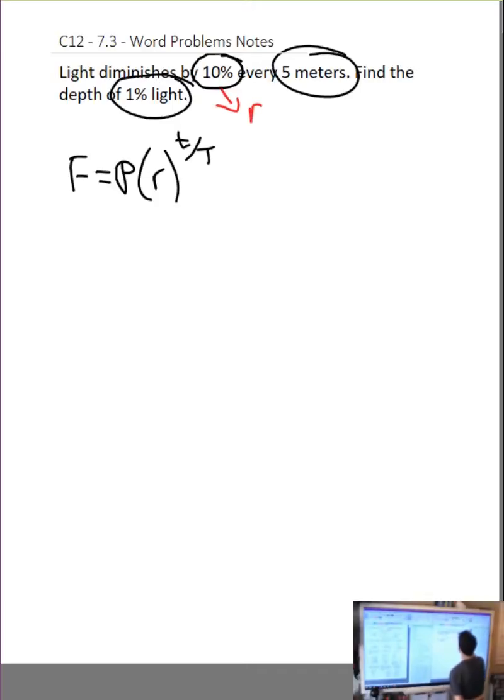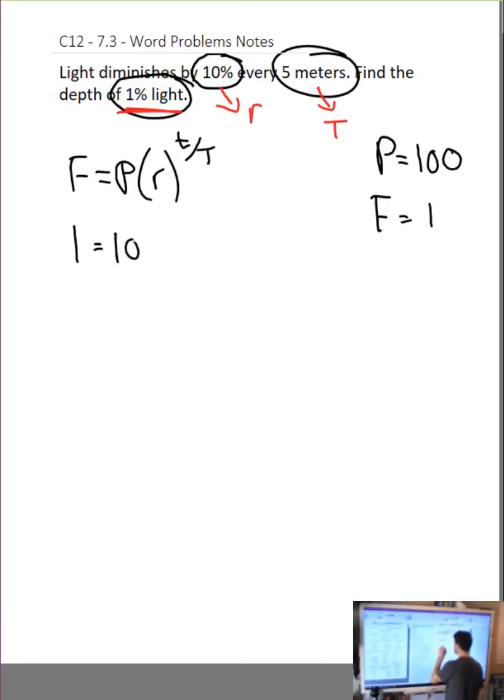Now, 5 meters, that is how long it takes for the rate to occur, or the amount. Now, find the depth of 1% of light. Well, I don't know my present value or my future value. So I'm going to arbitrarily start off with a present value of 100. Therefore, my future value is just 1% of that 100. So my future value is 1, my present value is 100.